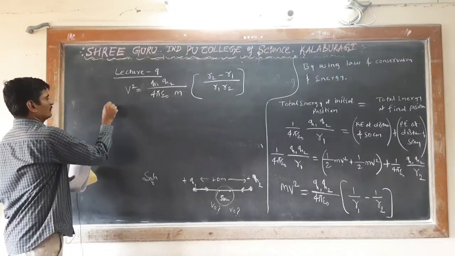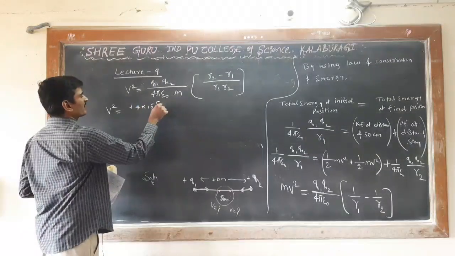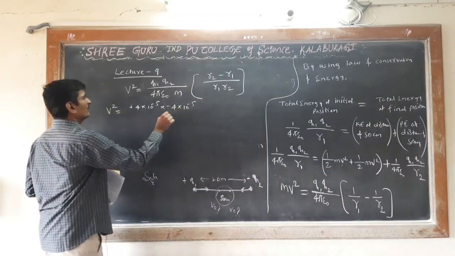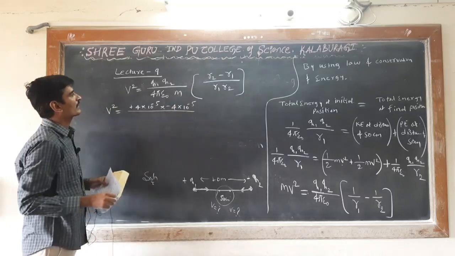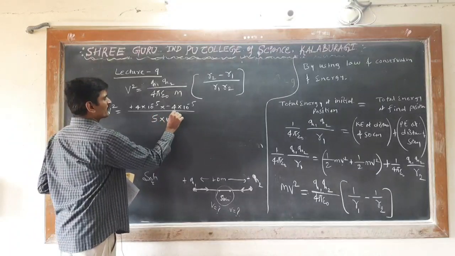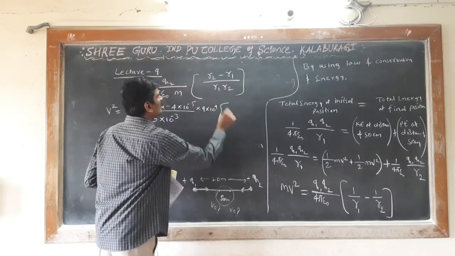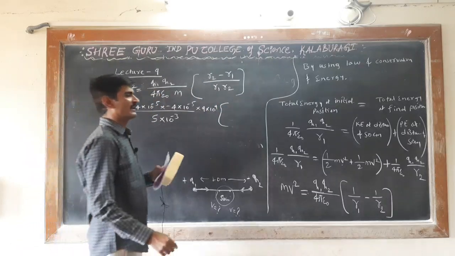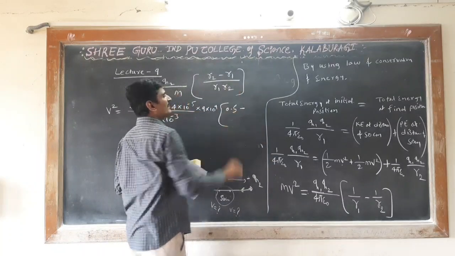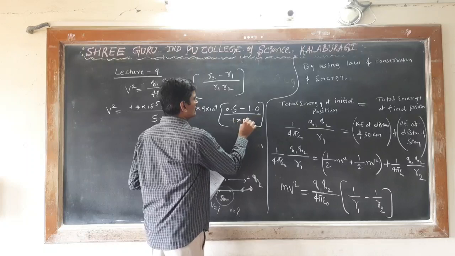So v square is equal to Q1, that is plus 4 into 10 to the power minus 6 coulomb, Q2 minus 4 into 10 to the power minus 6 coulomb. And mass is how much they are given? 5.0 gram, that is 5 into 10 to the power minus 3 kg. And 1 by 4 pi epsilon naught becomes 9 into 10 to the power 9. And R2 is the final position, 50 centimeter, which means 0.5 meter, minus R1 initial position, that is 1.0 meter, divided by 1 into 0.5.